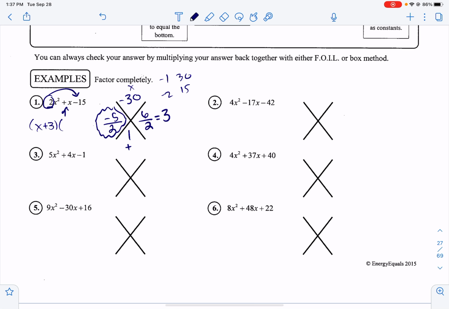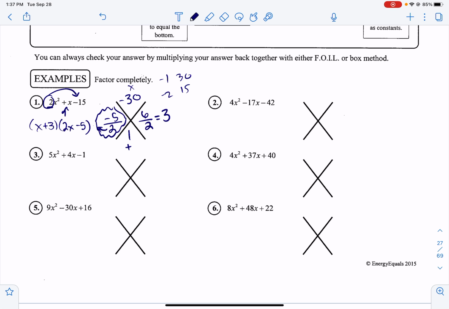And then my one from the left, I take the 2 on the bottom, not negative 2, sorry. I take the 2 and put it in front of the x, and then I have a negative 5 on top, goes after the x. So x plus 3 times 2x minus 5. I know, still a little bit confusing, so let's keep going.